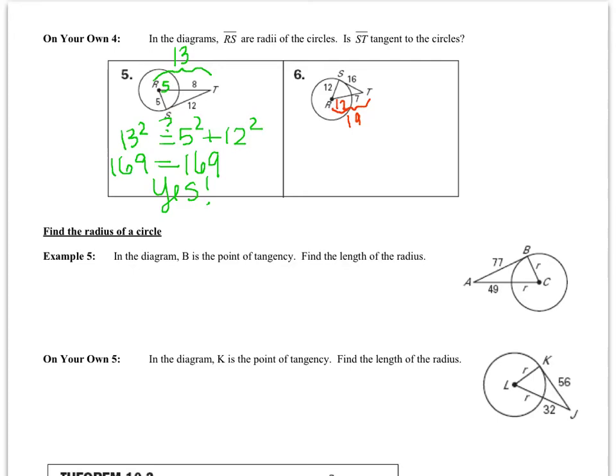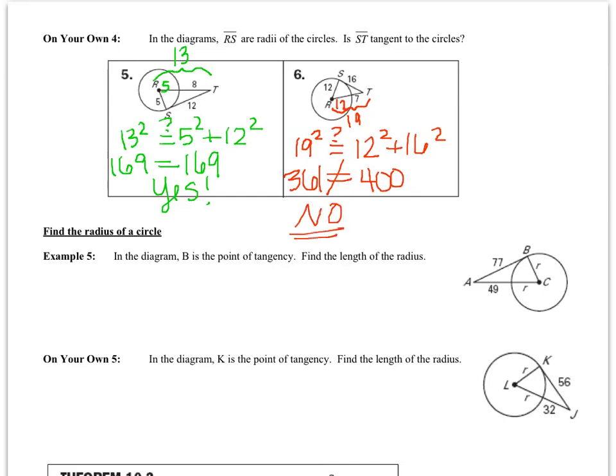So I'm going to do the Pythagorean theorem. My hypotenuse squared, is that equal to my leg squared plus my other leg squared? Well, 19 squared is 361. 12 squared plus 16 squared is 400. So that is not equal, so we're going to have to say no, segment ST is not tangent to the circle for that problem. So there's a way that we are going to still use our Pythagorean theorem.